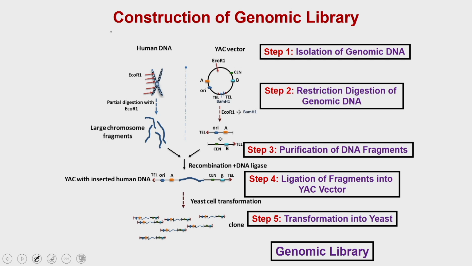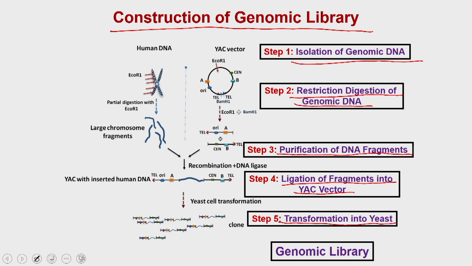So, these are the different steps you have to go through for the construction of a genomic library. In step 1 you isolate the genomic DNA. In step 2 you do a restriction digestion of the genomic DNA. Step 3 is purification of the DNA fragments. Step 4 is ligation of the fragments into the YAC vectors, and then step 5 is transformation into the yeast, and that is going to give you the genomic library in the yeast.